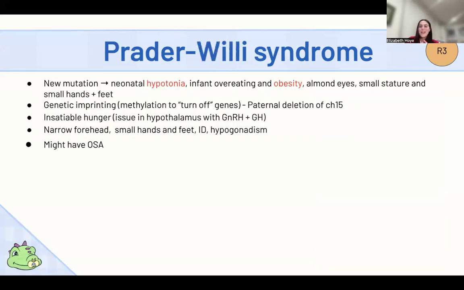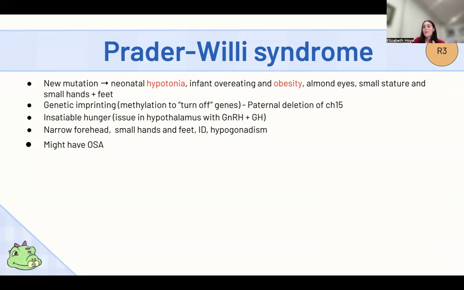Next one, compared to Fragile X, with Prader-Willi, everything is much smaller. It's just a new mutation. So the methylation, the turning off of genes, there's a deletion of one of the genes. And it can result in neonatal hypotonia and an insatiable hunger. Usually it's a hypothalamus issue, like a hormonal issue. So infants overeat and they can end up with infantile obesity.